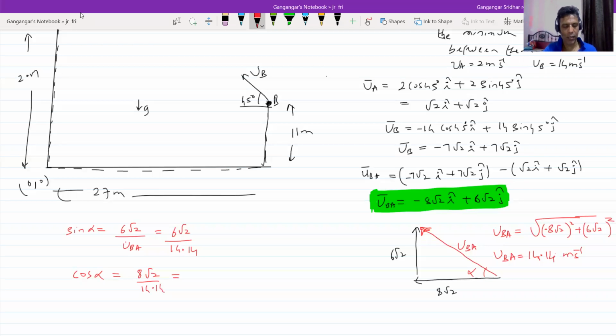I'll give the values. Sin alpha is 0.6, sir. How much? Sir, alpha is 37 degrees. Alpha is how much? 37 degrees. 37 degrees will come. Okay, yeah. So alpha is 37 degrees. I think this is going to help us a lot.